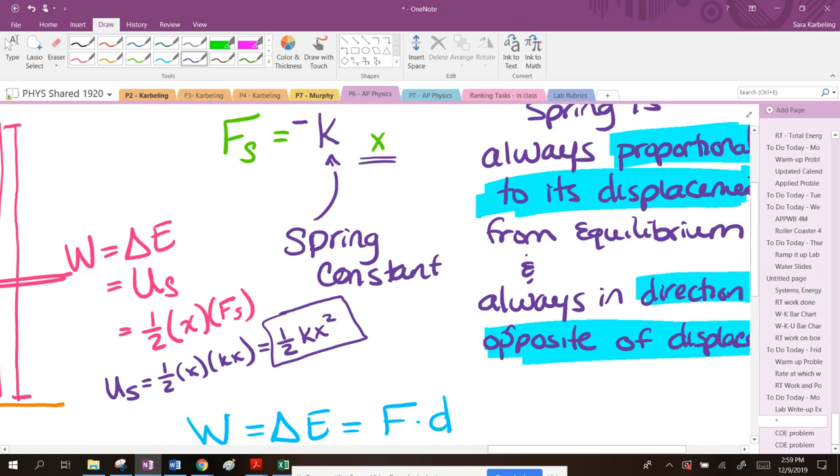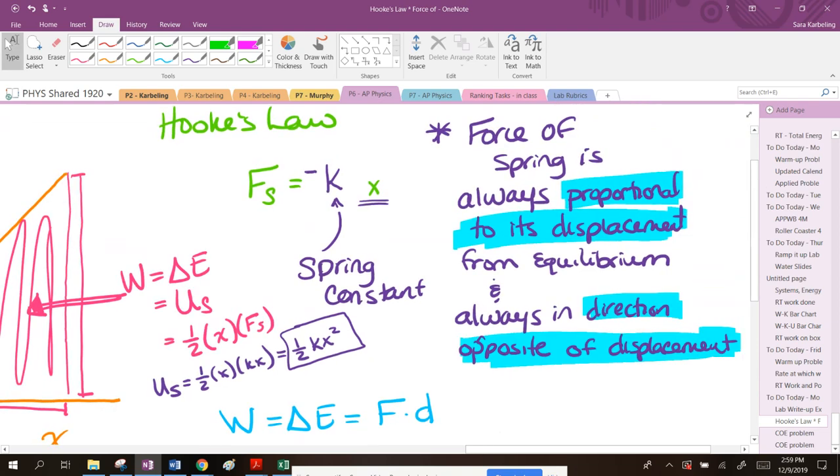Real quick, will you check the units of this? What should the units be? It's an energy, so it should be in joules. You need to prove to me that this is in joules. You're asking, but what's k in? That's a really good question, but you can figure it out. Let's do it.